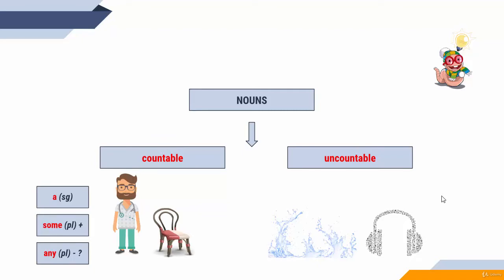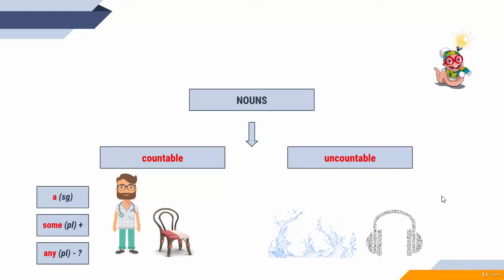When there is a countable noun in singular, we use a or an, of course, depending on the first letter that the noun starts with, or the adjective in front of it. Some when the noun is in plural and the sentence is positive. I know some people. I want to buy some bread. No, that was not the correct example. Nice that you're listening correctly. So, I want to buy some flowers.